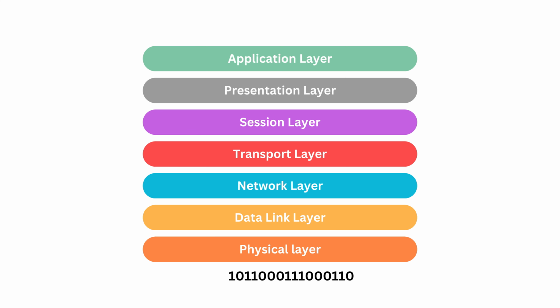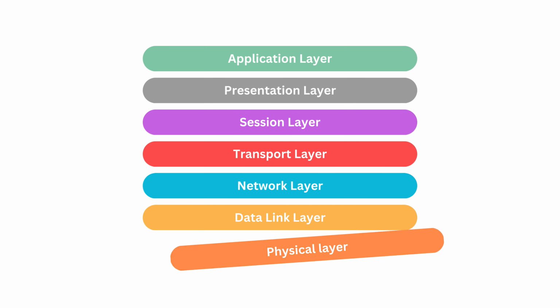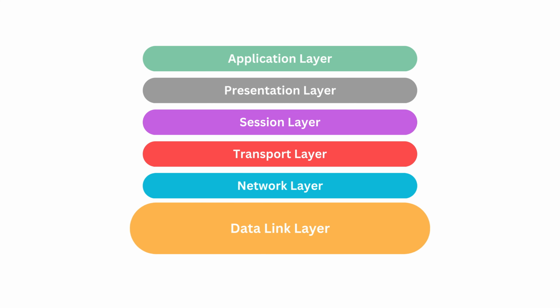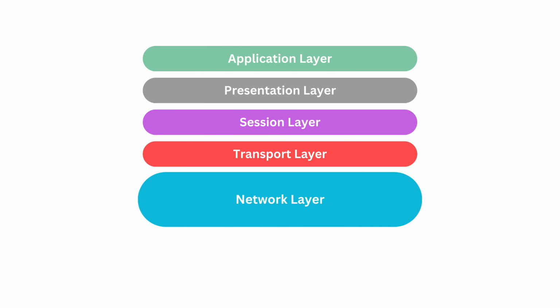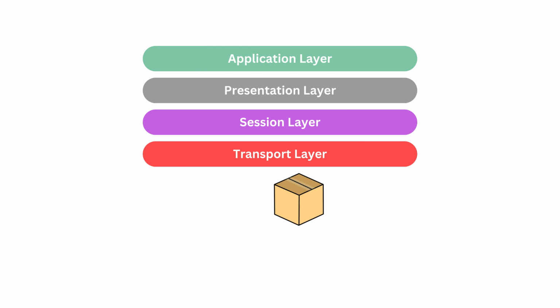Now that the client has finally received the bits, the journey isn't over just yet. The physical layer collects these bits and passes them up to the data link layer, where they are reassembled into a frame. The frame then moves to the network layer, which processes the IP packets and hands it off to the transport layer for final delivery. Each layer works together to ensure the image arrives perfectly, just as it was sent.